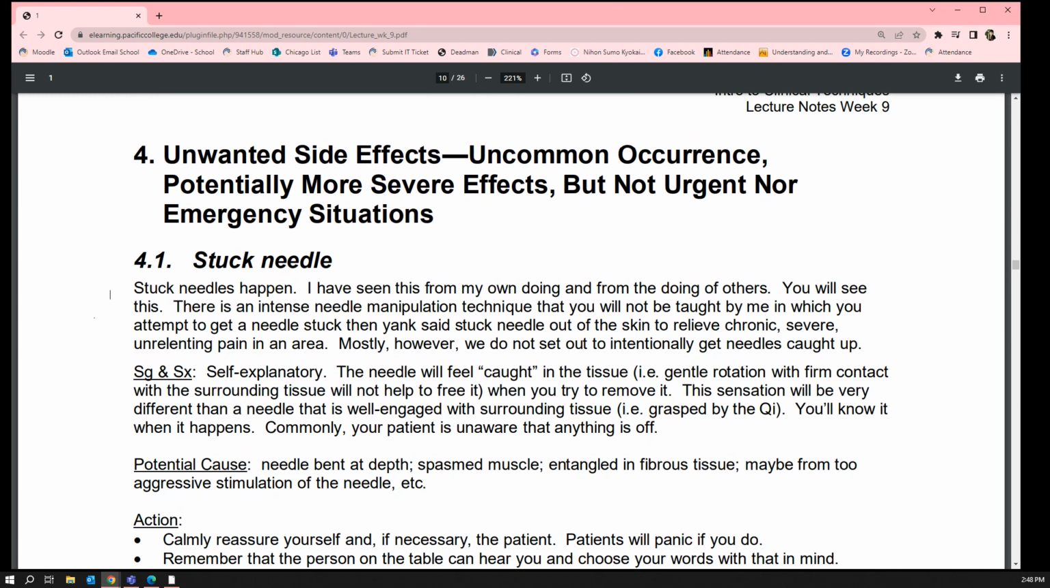All right, and looking at this next section here, we have unwanted side effects. Uncommon occurrences, potentially more severe, but not urgent or emergency situations. So these are not call 911. These are just take a breath and handle the situation sort of things.